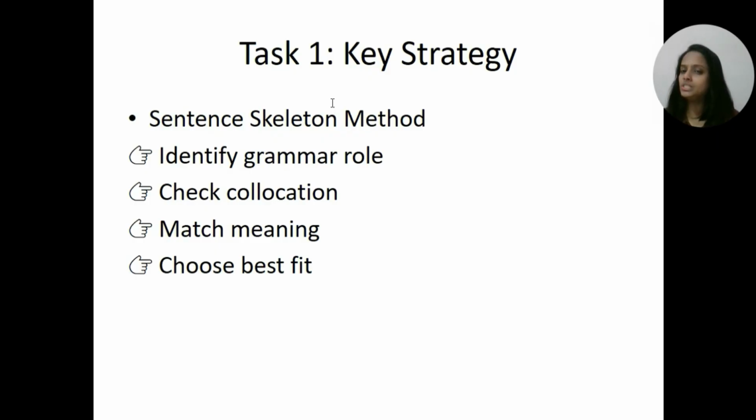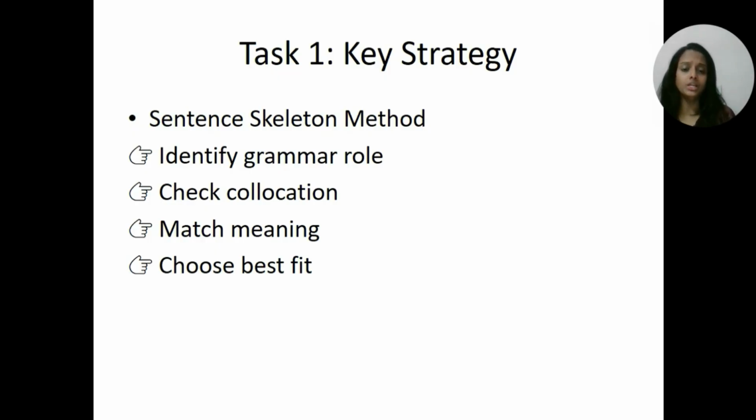Got it? And when using this method, you have to check for four things. First, the grammar rule. Does the blank need a noun, verb, adjective, adverb, or preposition? Second, collocation. Does this word naturally combine with the nearby words? And the third, tone and logic. Does the word support the sentence meaning? Okay. And of course, the fourth one is precision. Even if two words seem possible, which one is more exact? And this is where higher level students separate themselves from average test takers.